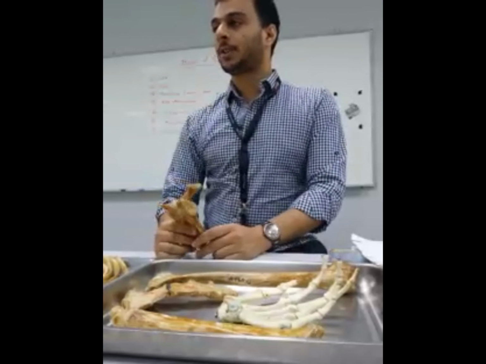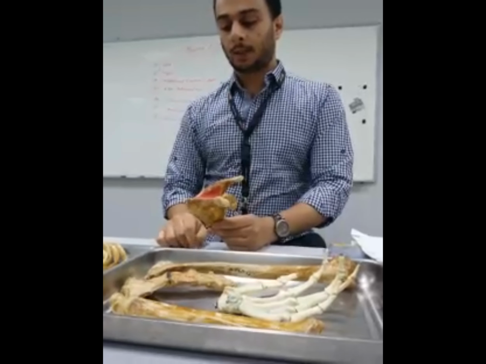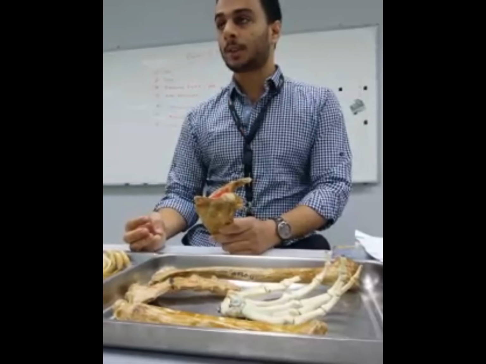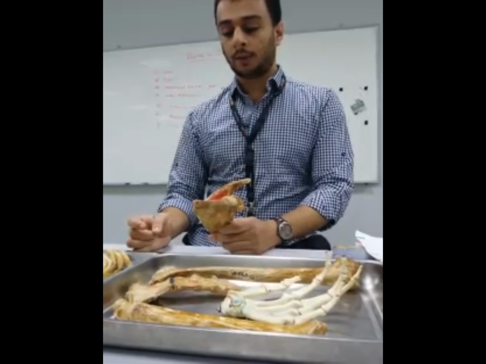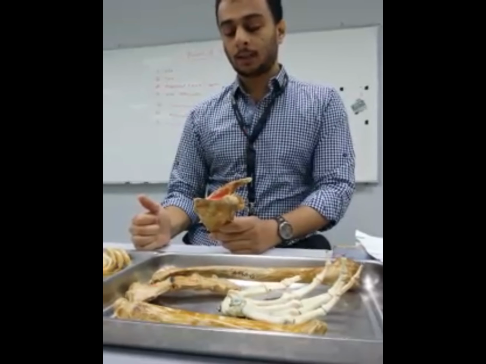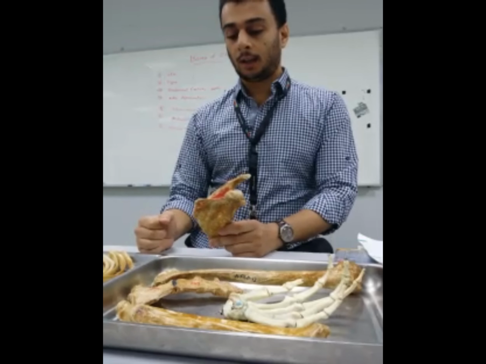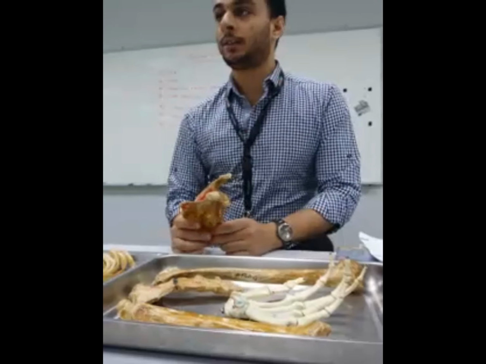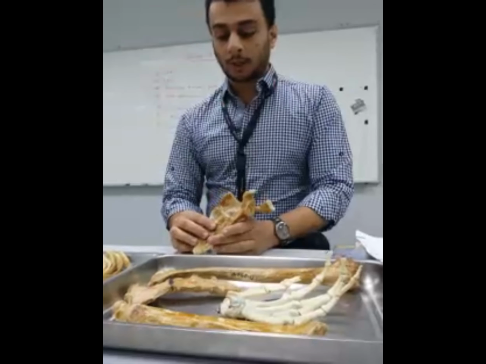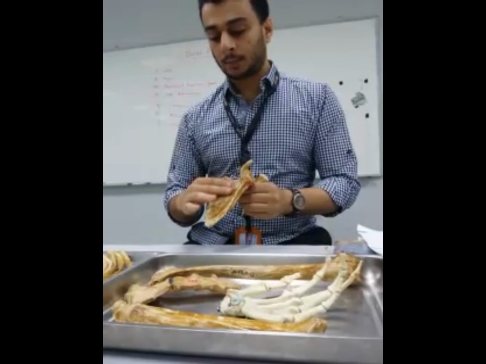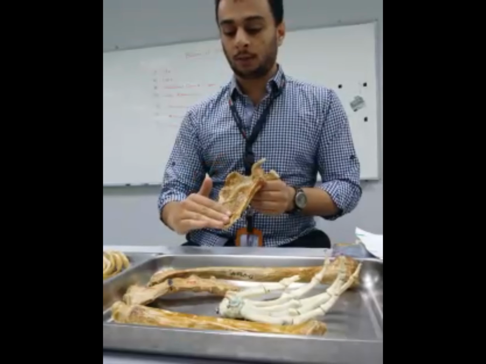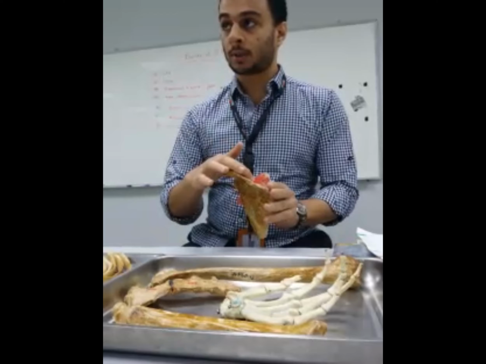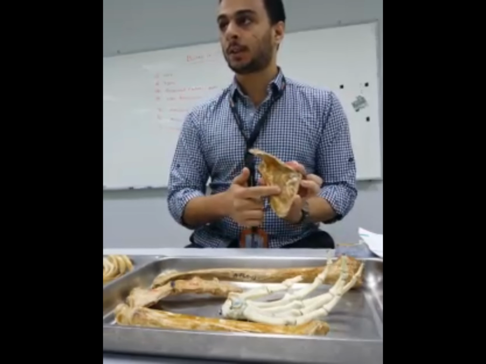Okay, for the parts and features, so we have 6 multiplied by 3 because we have 3 processes, 3 borders, 3 notches, 3 angles, and 3 tubercles, and finally we have 3 fossae. So first we'll start by the 3 fossae. So we have here subscapular fossa in the anterior surface here, very big fossa, and then we have the supraspinous fossa at the back and infraspinous fossa.